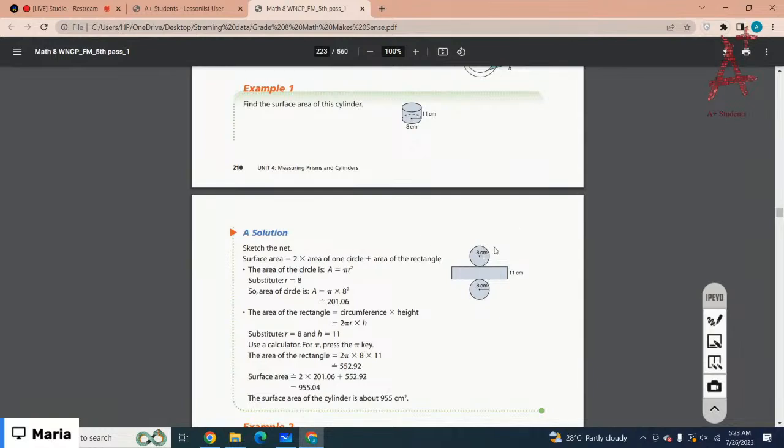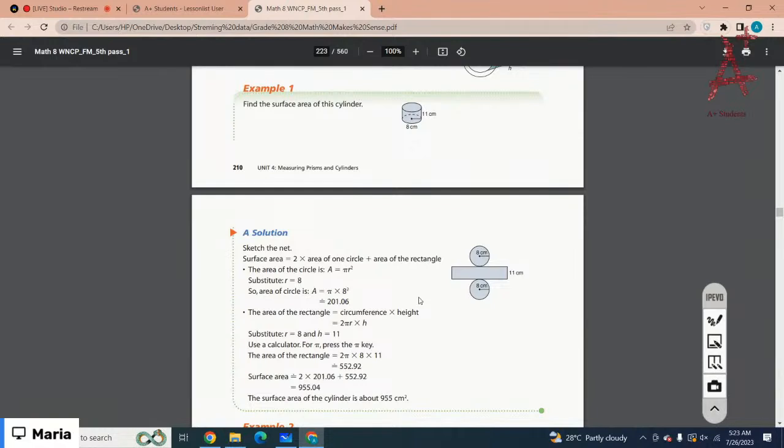So let's just calculate the area of the circles. That would be 2 times pi r square. So it would be 201.06. Then the area of the rectangular face we calculate by circumference times height. Circumference of the circle is 2 pi r and height is 11. So just calculate 2 pi r times h, that would be 552.92. So the surface area, you have to add up all the areas, that would be 955.04. Got it?